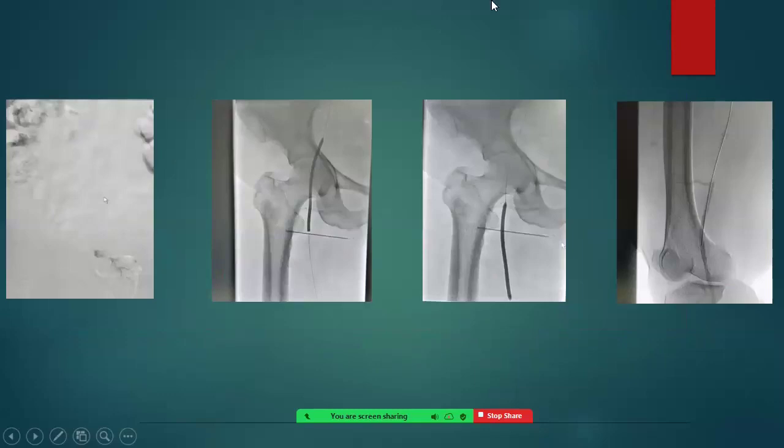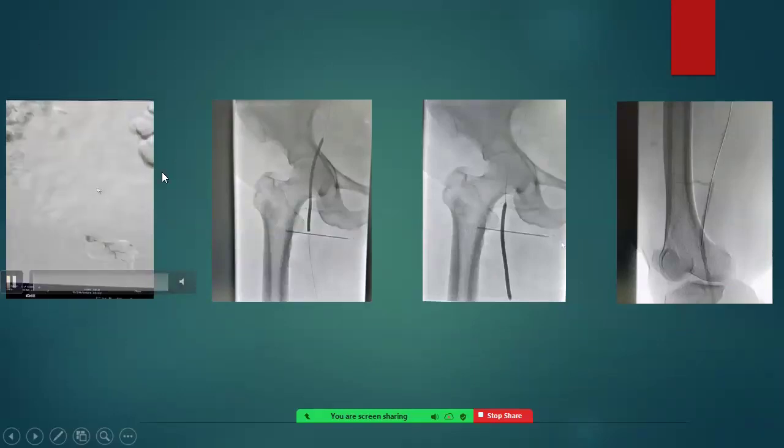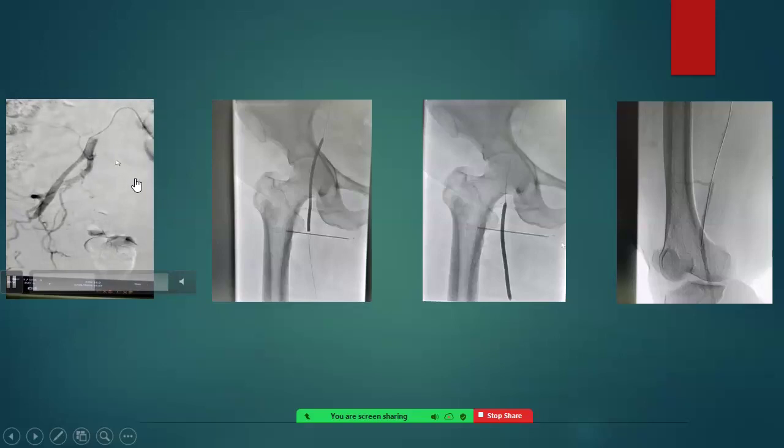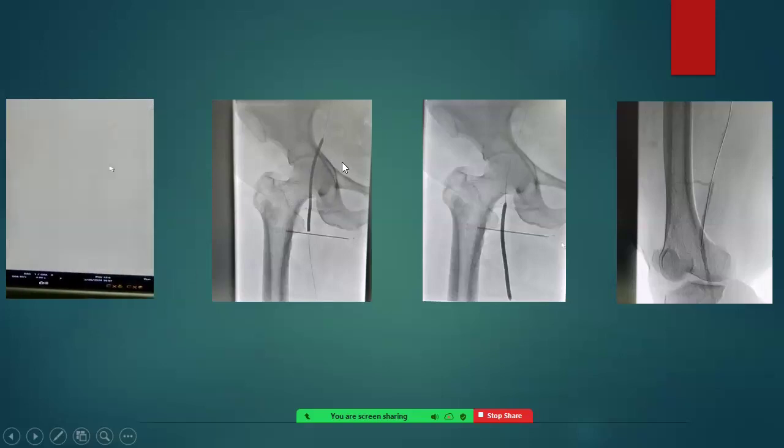Then we took the patient after 5 days again to see what is happening. So the external artery is patent. It is where we left it, up to there only. Then we go by the anterior approach only. This time we used ultrasound guidance also.